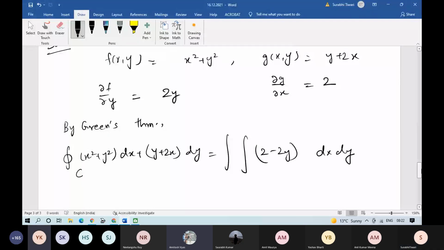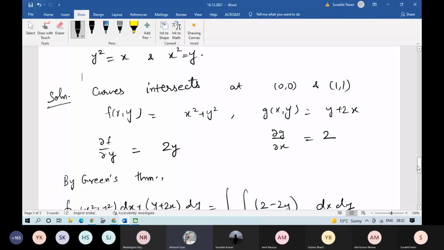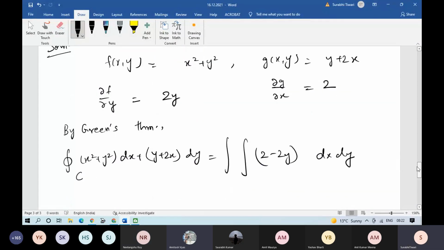Now from where to where will the value of x vary? From one curve to another curve, from y square to root y. Yes, so x varies from y square to root y, and y from 0 to 1.